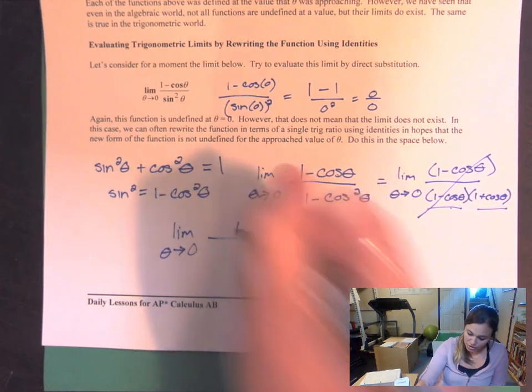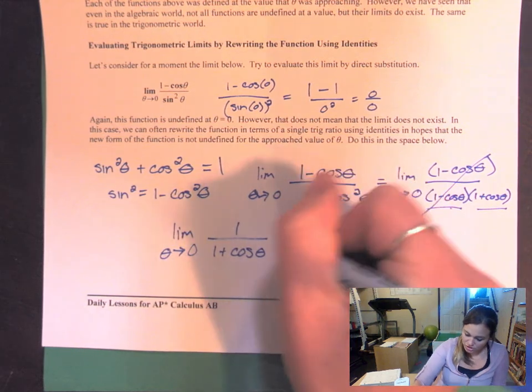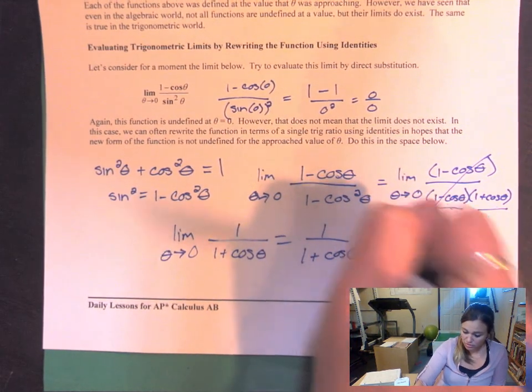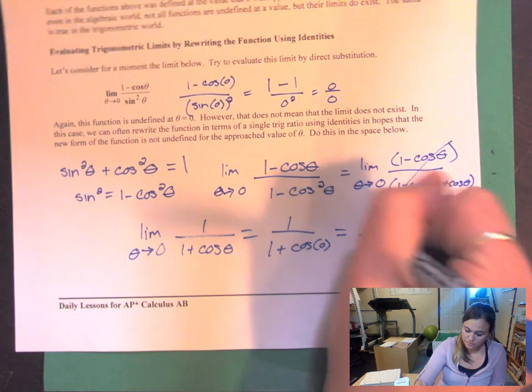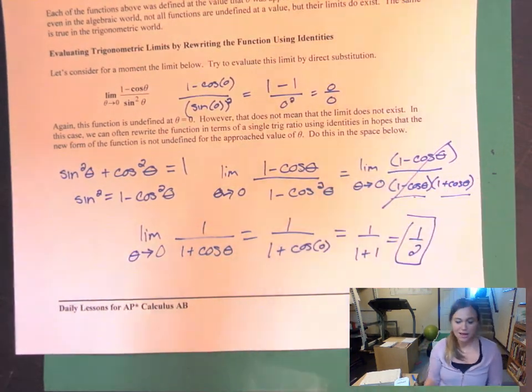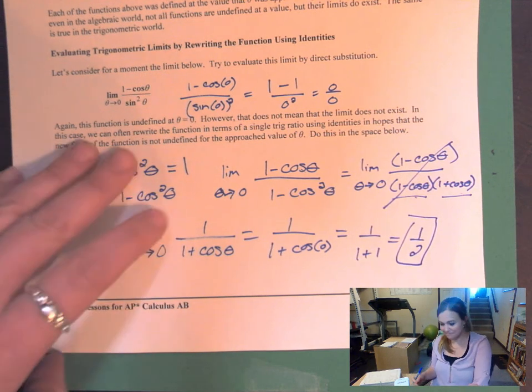So I would have 1 over 1 plus cosine of theta, which now I can substitute in, and I can say 1 plus cosine of 0. If I think about what a cosine curve looks like, cosine of 0 is just 1. Ta-da! The limit exists, and the left equals the right. Very exciting. Okay, so that's the first part of this. Let's do another one.